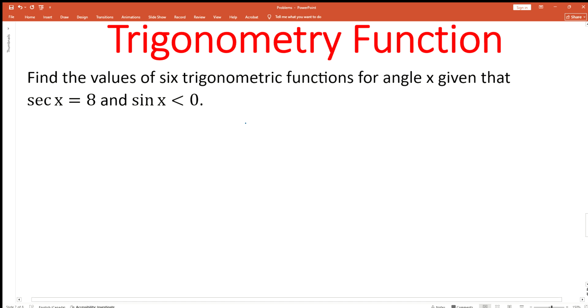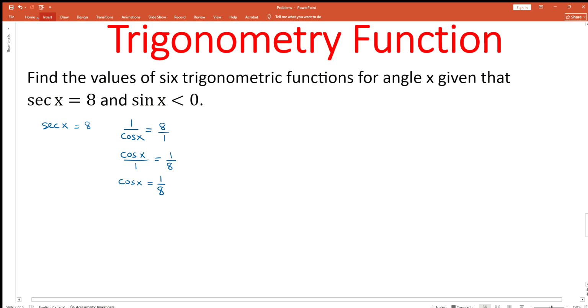Let's start by analyzing the given information. We are given that secant x is equal to 8. As you may know, secant is the reciprocal ratio for cos, so secant x is equal to 1 over cos x. The denominator of 8 is 1. We can move cos to the numerator by flipping both fractions. We get cos x over 1 equals 1 over 8. And cos x over 1 is equal to just cos x. So cos x is equal to 1 over 8.